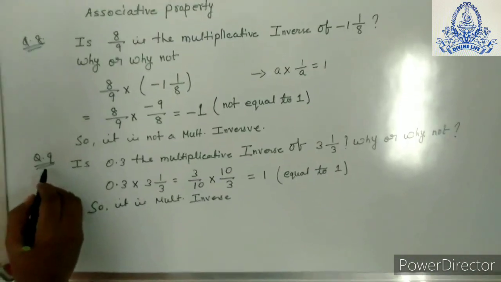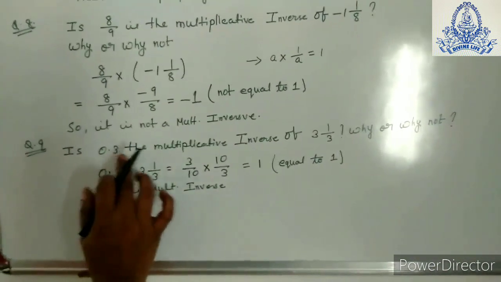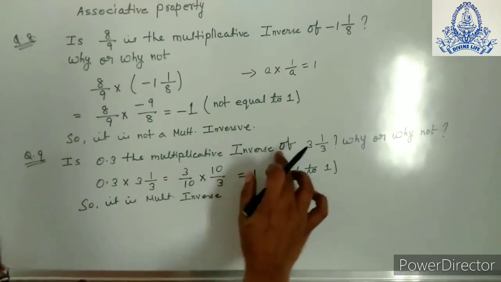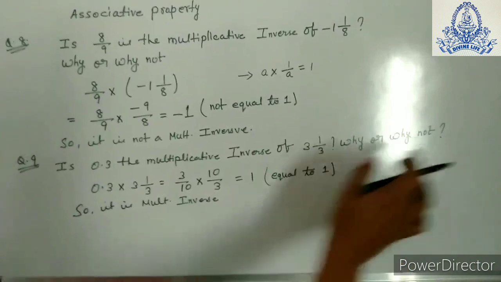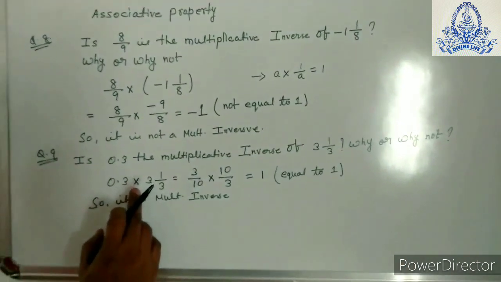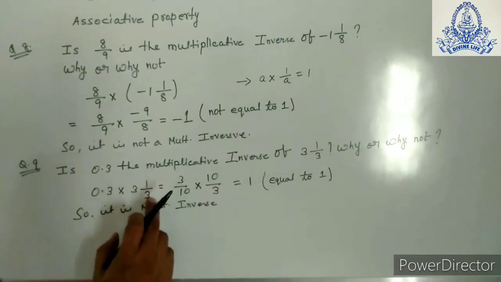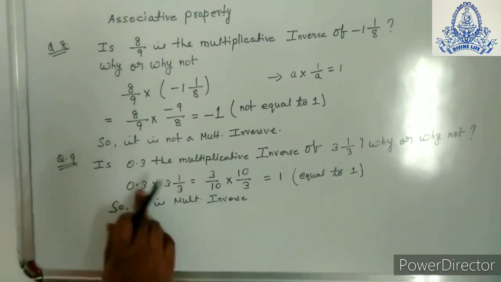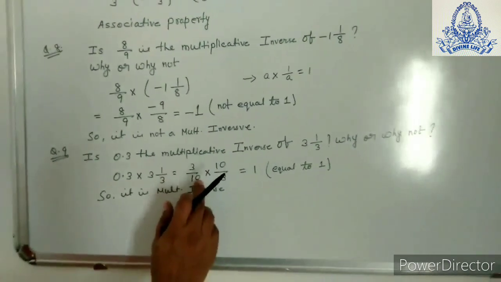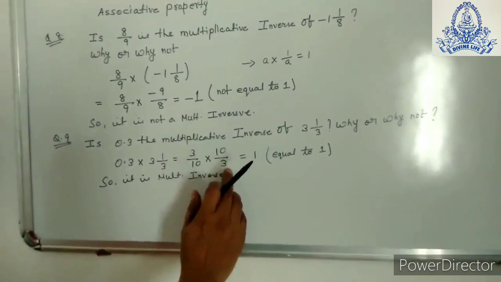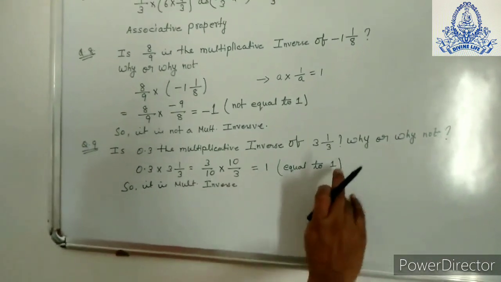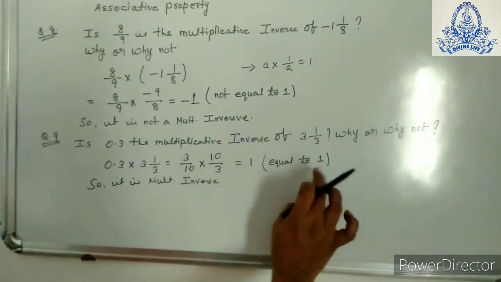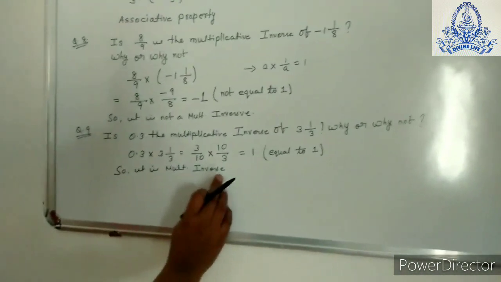In question number 9, is 0.3 the multiplicative inverse of 3 whole 1 upon 3, why or why not? 0.3 multiplied with 3 whole 1 upon 3, where we remove the decimal, 3 upon 10 into 10 upon 3, and the result will be 1, which is equal to 1 under multiplicative inverse. So it is a multiplicative inverse.